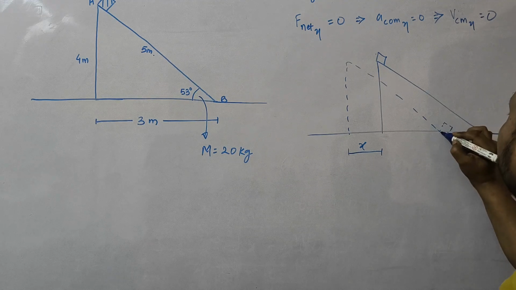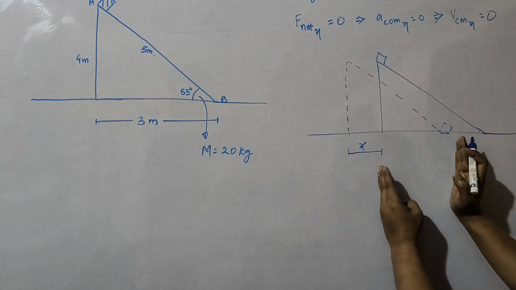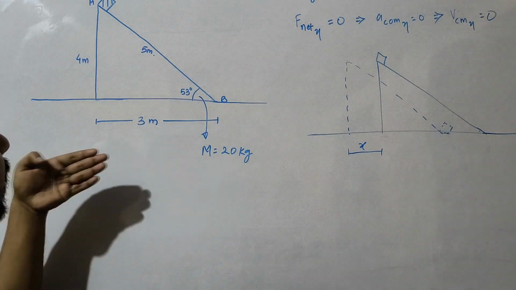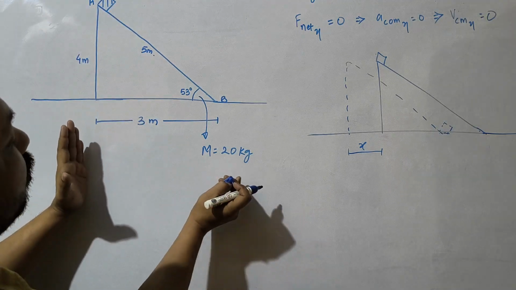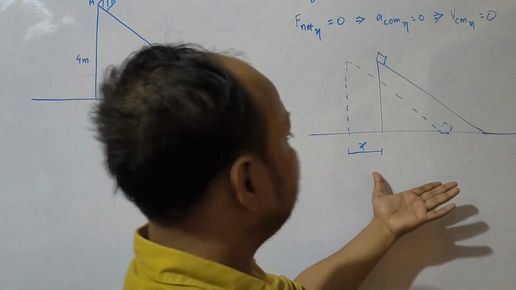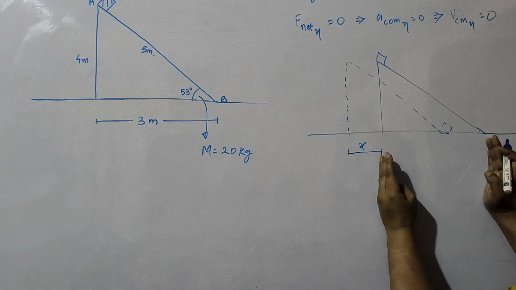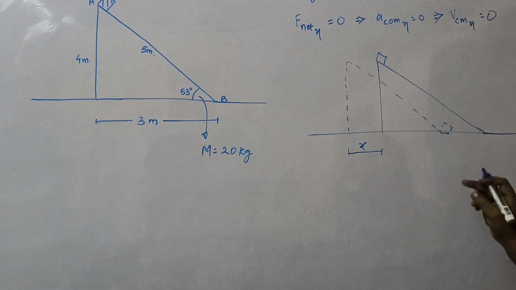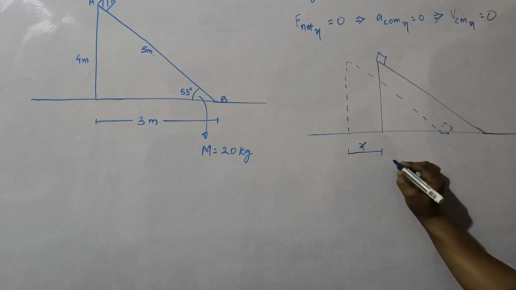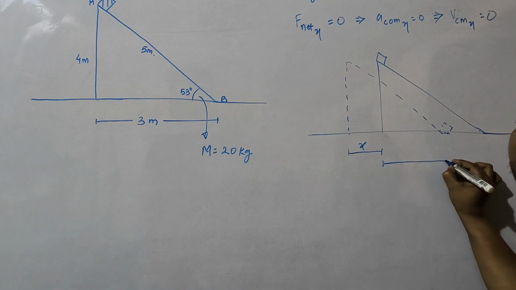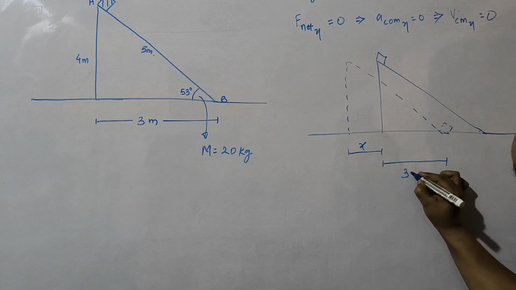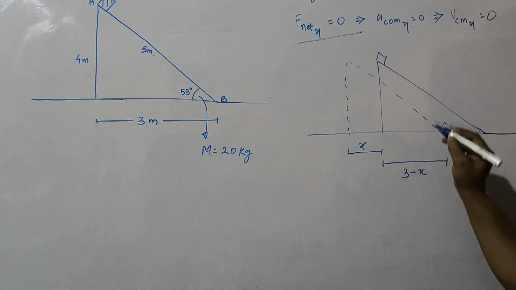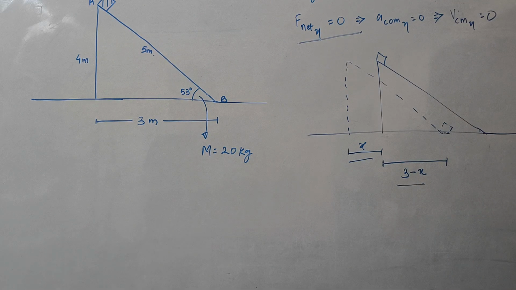So we have to be concerned about the x displacement, the displacement along horizontal direction. Here the length along horizontal direction is 3 meter. So we have to be concerned about this length only. When the block has to reach the bottom, how much horizontal distance does the block have to travel? I think this is the horizontal distance the block has to travel, which is 3 minus x.